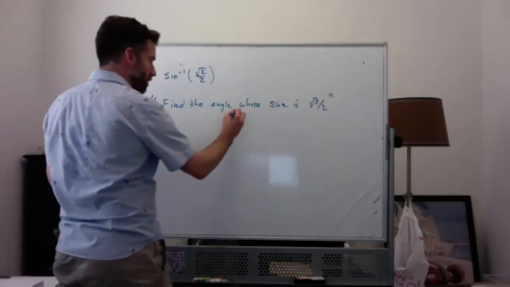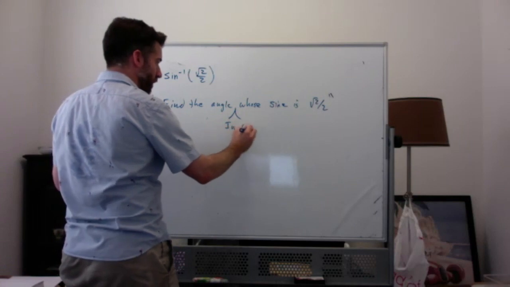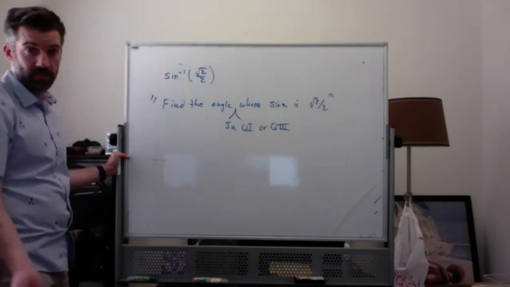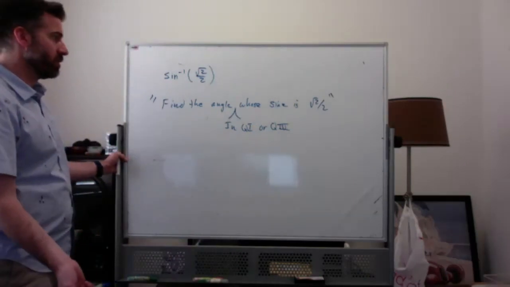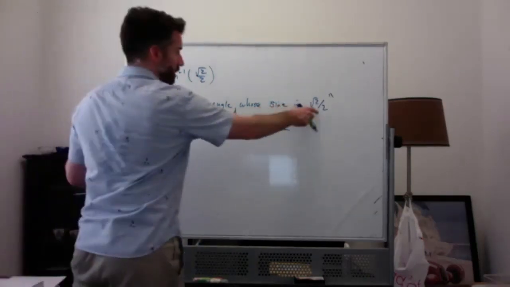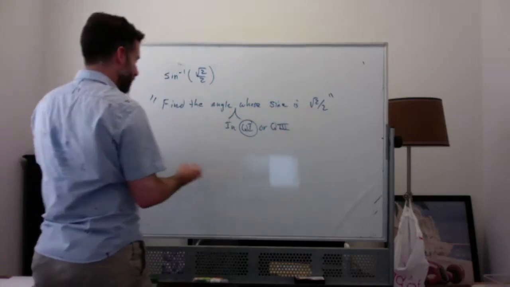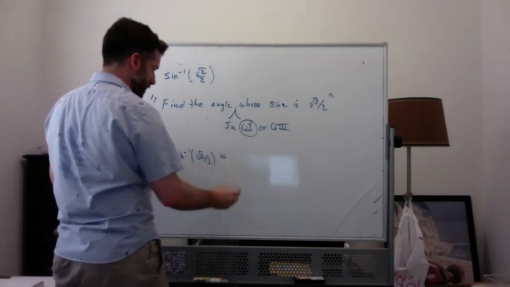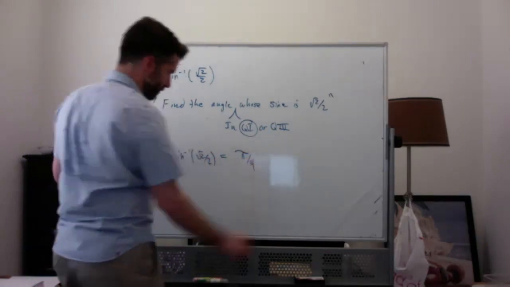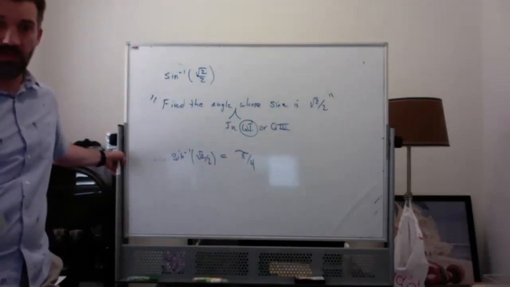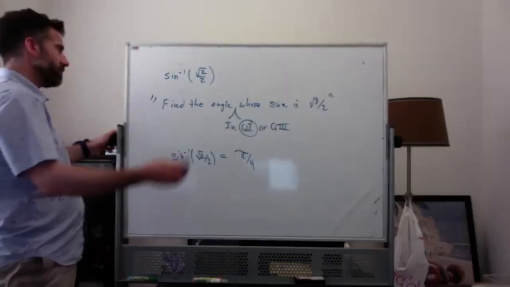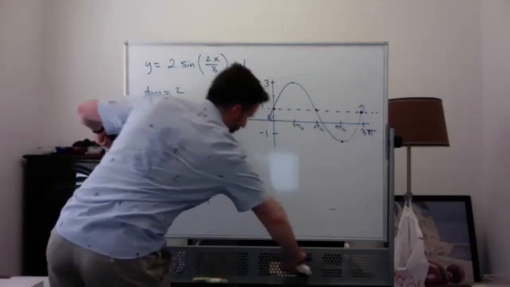Find the angle in quadrant 1 or quadrant 4 for sine, whose sine is root 2 over 2. So since it's positive, we know we're looking at quadrant 1, and the inverse sine of root 2 over 2 is going to be pi over 4. Because that's the angle that if you took sine of it, you would get root 2 over 2. Yeah, probably could have fit both of those on there, but I didn't plan.